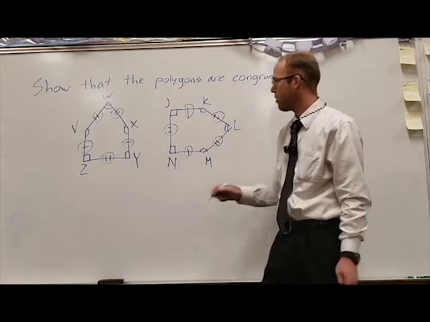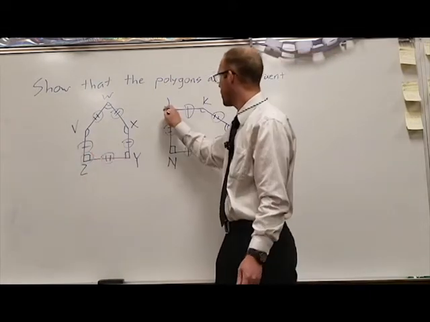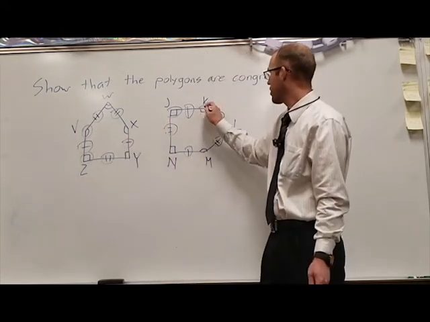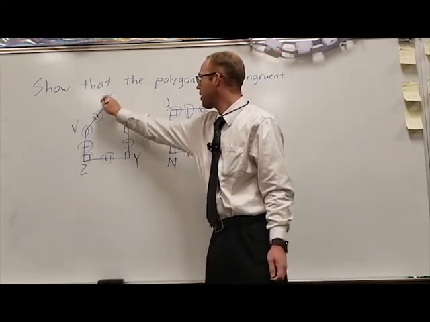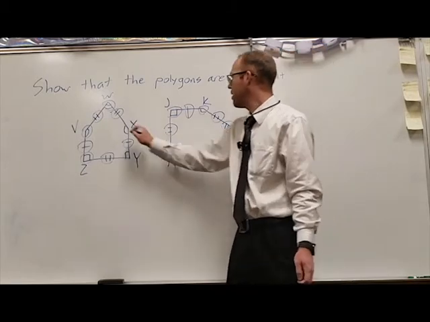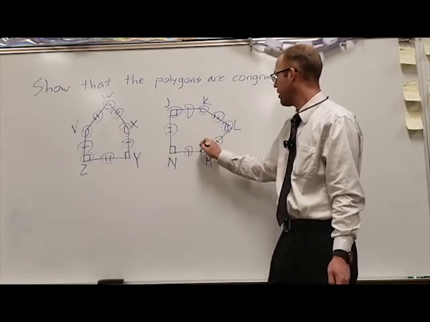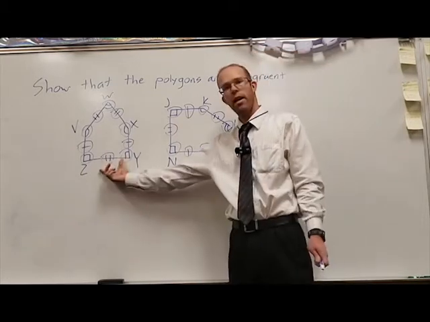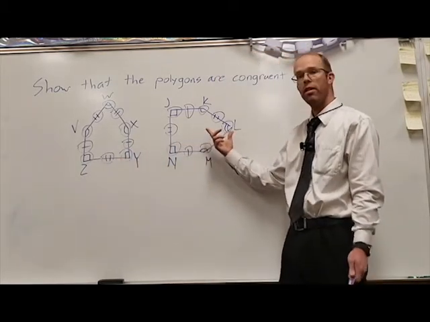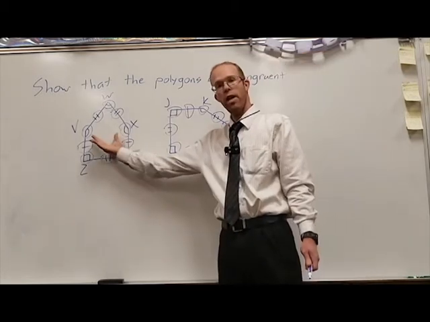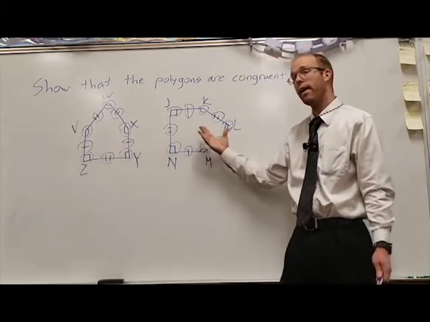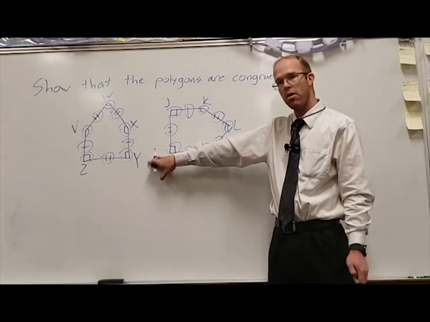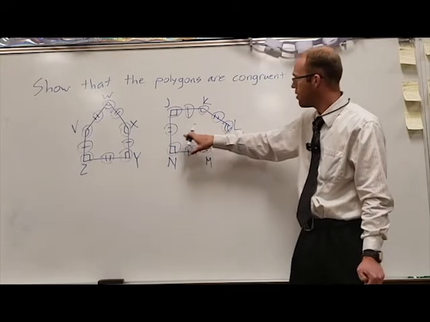Let's go through the angles. This angle is congruent to here. This means they're 90 degrees. This single arc means that it's congruent to here. This double arc means it's congruent to there. Single arc means it's congruent to here, and 90 degrees right there. So each side has a unique congruent side in this shape, and each angle from here has a unique congruent angle from this shape. So by corresponding parts of congruent polygons, these two are congruent.